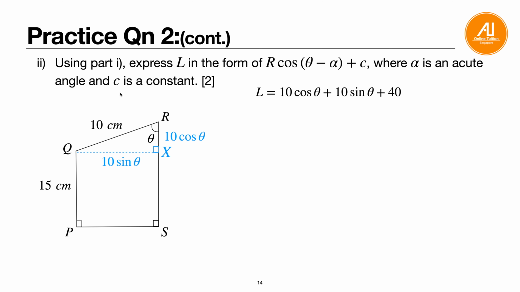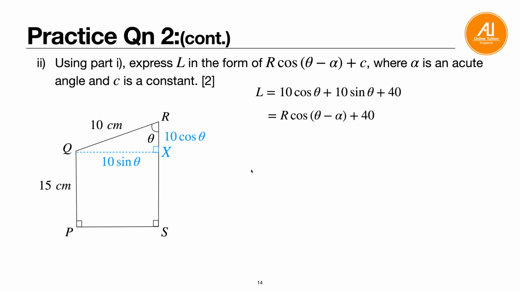For part 2, using your previous part answer, express L in the form of what? R formula plus C. So same thing. This is your previous part answer. Most likely your plus C is this plus 40 here. So from here, I'll write down equals to this one. So this is how you present it. So this whole part here will become your R cosine theta minus alpha. Still remember, if it's cosine, here will be cosine, but if it's plus, here will be minus.